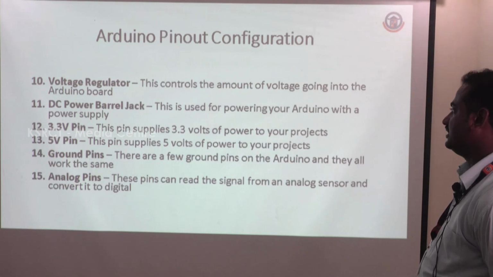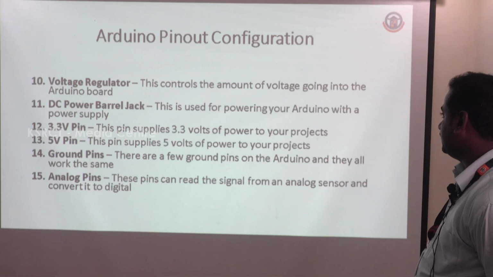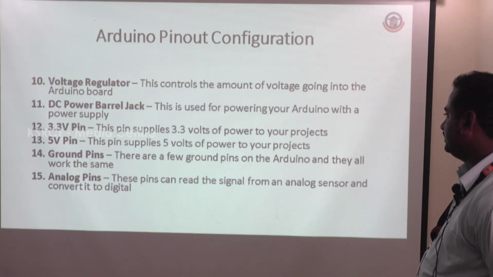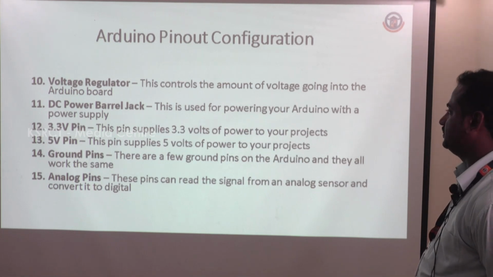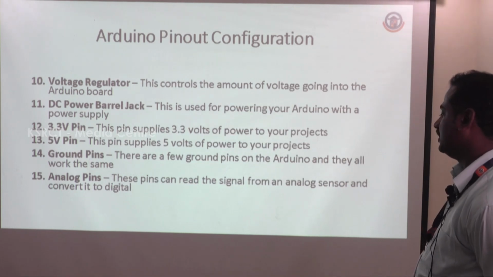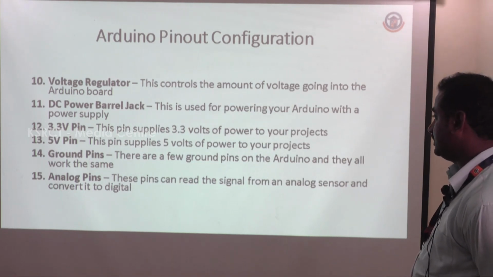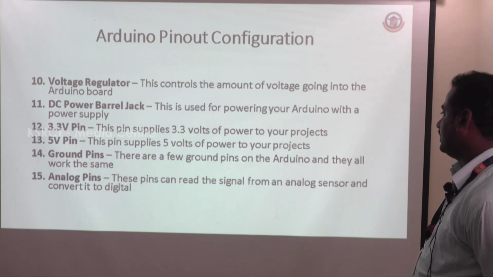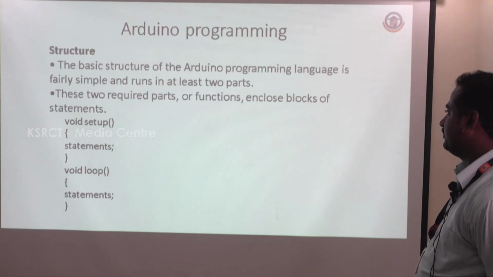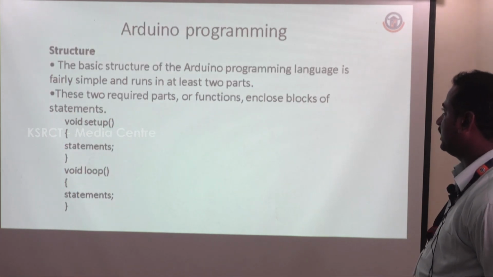Then the DC power barrel jack. It's for powering your Arduino with a power supply. Then the 3.3 volt pin, which supplies 3.3 volts of power to your project. Then a 5 volt pin, 5 volts of power to your project. Then a ground pin, another ground pin on the Arduino, and I think it's already discussed. And analog pins, which read the signal from an analog sensor and convert it into a digital one. So these are all the pin configurations, and next we move on to Arduino programming.